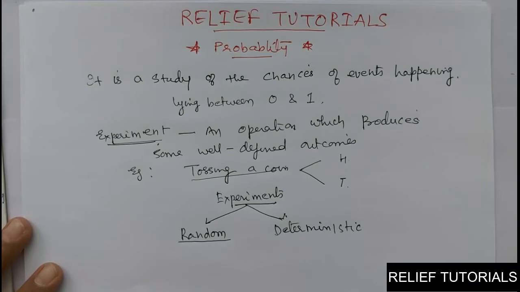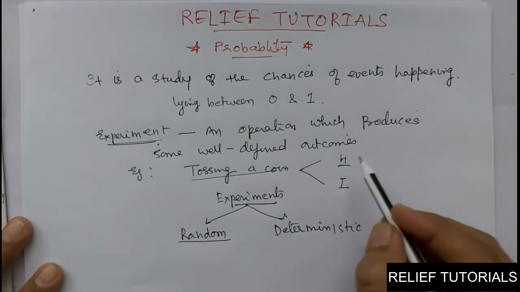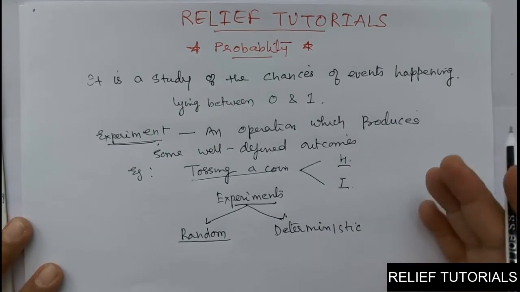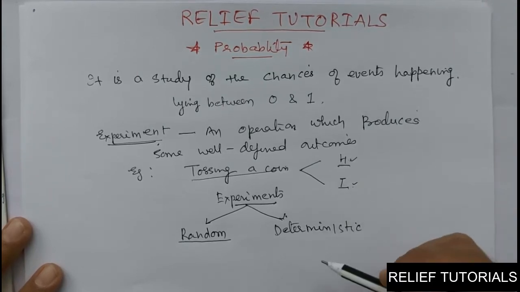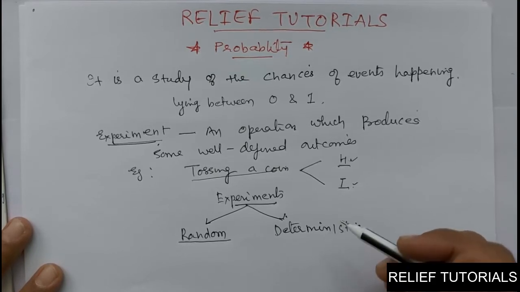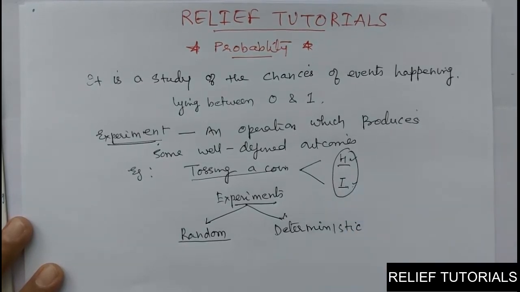For example, you have performed an experiment of tossing a coin 20 times. You know the possible outcomes are head and tail. Every time head will not appear, every time tail will not appear. Sometimes head may be produced, sometimes tail may be produced. So the outcome in each trial is one of the several possible outcomes. Here these two are the possible outcomes. Such an experiment is called a random experiment, or it is also known as a probabilistic experiment. But we will use the term random experiment.